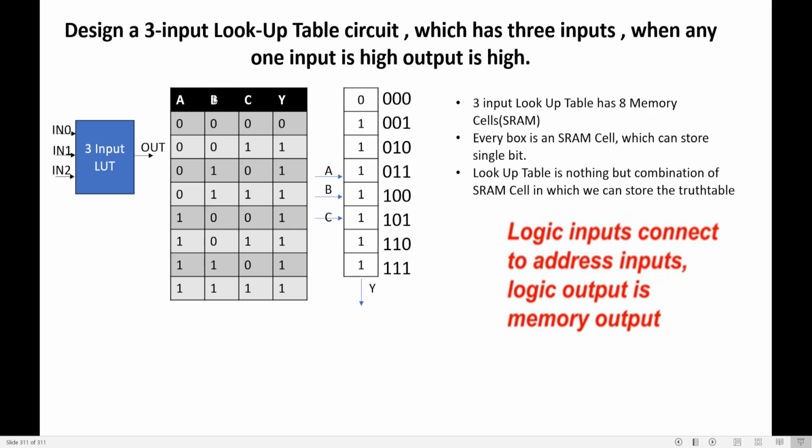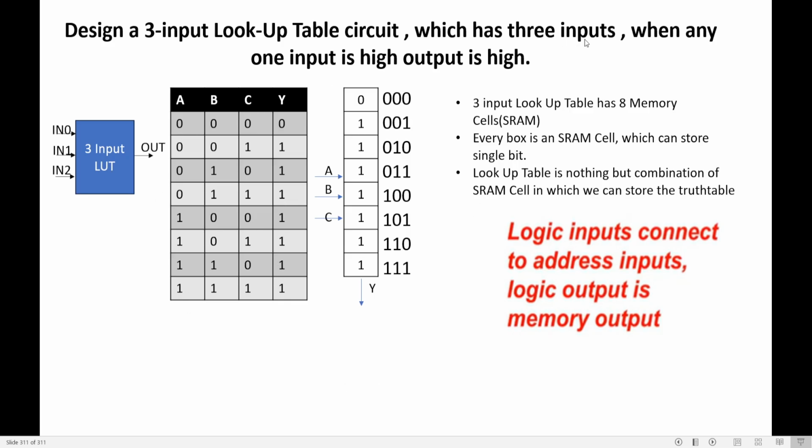And the inputs A, B, C, I call these the logic inputs. This is the logic output. Logic inputs are connected to the address lines. Logic output is connected to the memory cells. So if I give my address line 000, it goes to that address 000. Content in that memory location 000 will be taken out and sent to the output. This is the function of a 3 input lookup table.